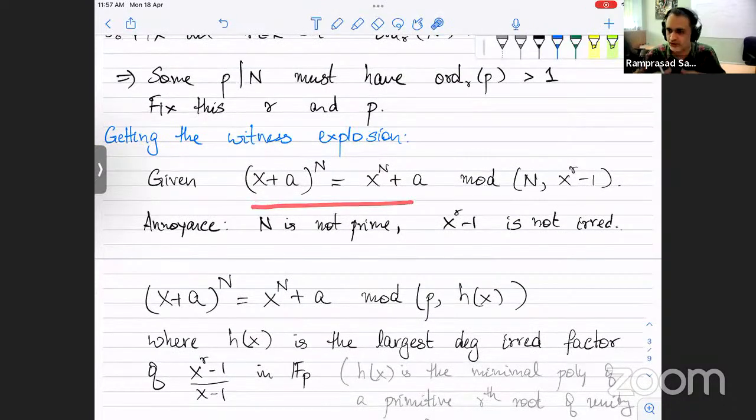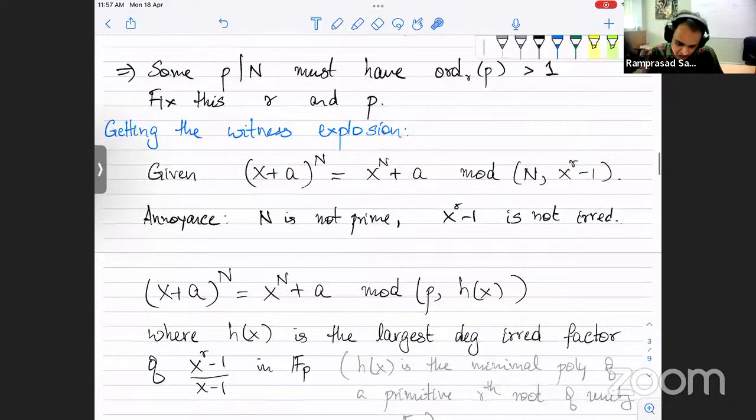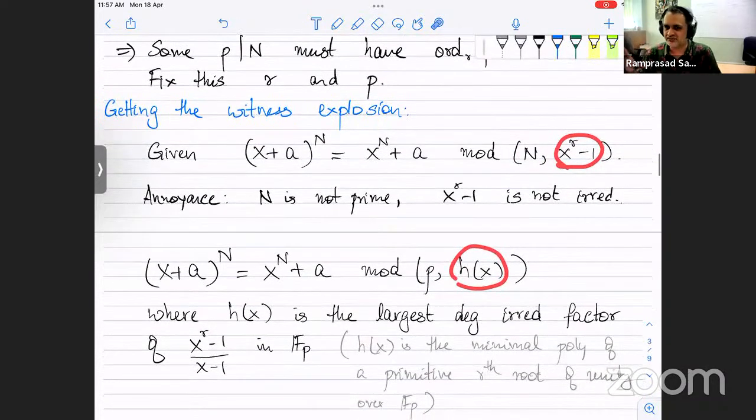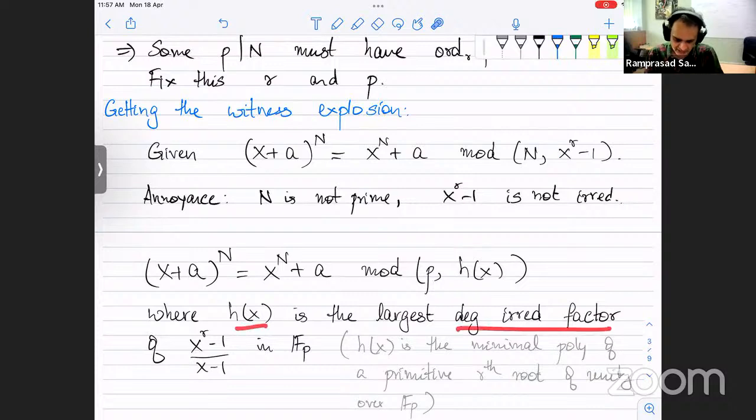I know this is true for all choices of A, which means in particular, it is also true when I replace n with this prime factor p that n has. And furthermore, I replace x^r minus 1 by whatever is some largest degree irreducible factor of x^r minus 1. Okay. So just pick h(x) to be the largest degree irreducible factor of this thing over F_p. And whatever that is, we are going to write down the equation just modulo h(x).